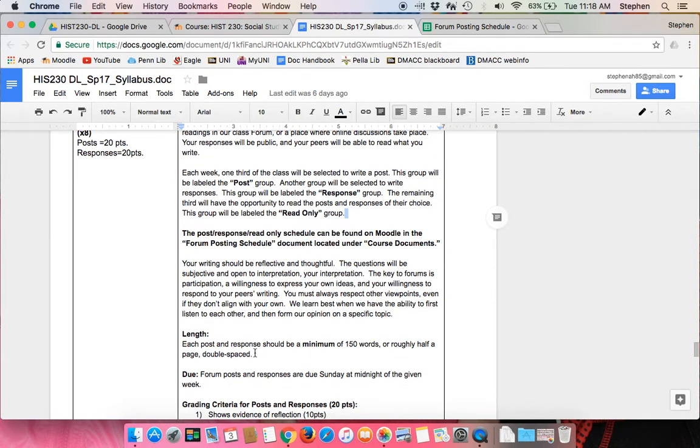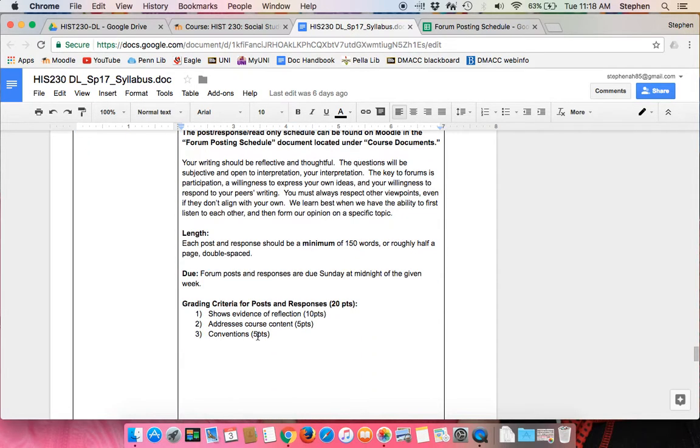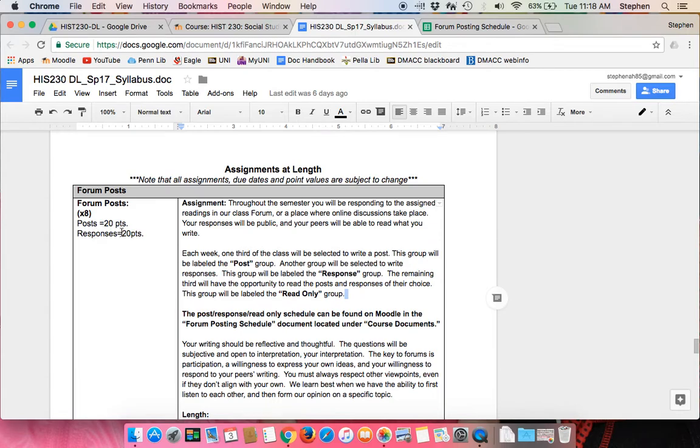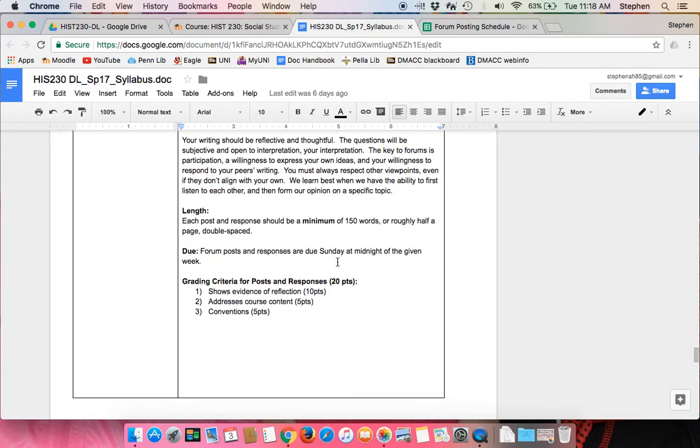The length, this is important. Your post and response should be a minimum of 150 words. That's about half a page, double-spaced. And forum posts, the grading criteria, it's 20 points for a post or 20 points for a response, okay? And here's kind of how we grade these. You need to show evidence of reflection. We want to see some reflective writing. We want to see you address the course content as it relates to the specific questions asked. And then obviously conventions. We want to know that you know where to put commas and periods and capitalization, that kind of thing. These are just basic rules for writing that we need to follow.